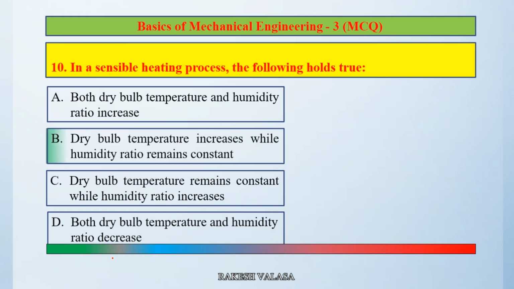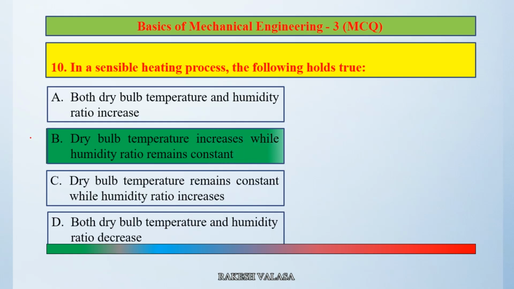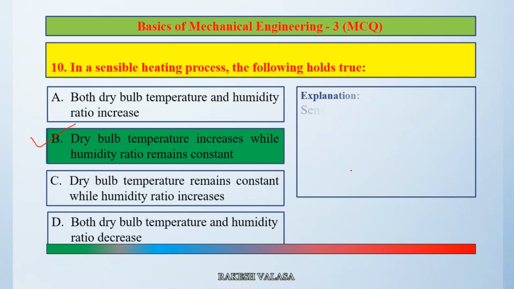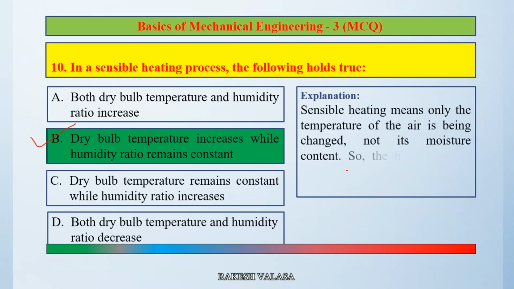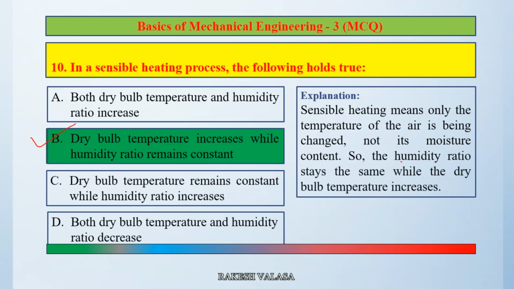The correct answer is option B, dry bulb temperature increases while humidity ratio remains constant. Let us see the explanation. Sensible heating means only the temperature of air is being changed, not its moisture content. So, the humidity ratio stays the same while dry bulb temperature increases.